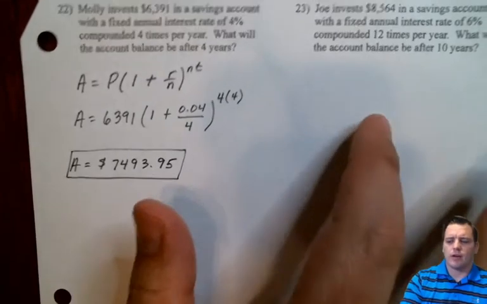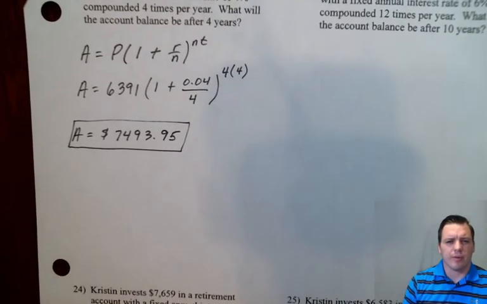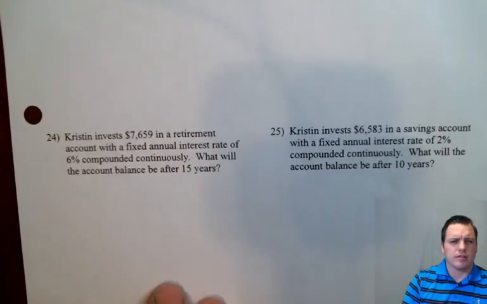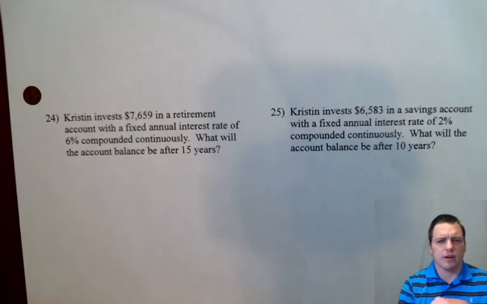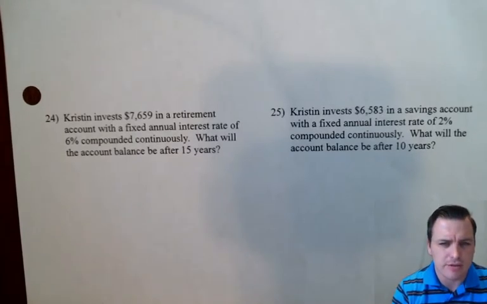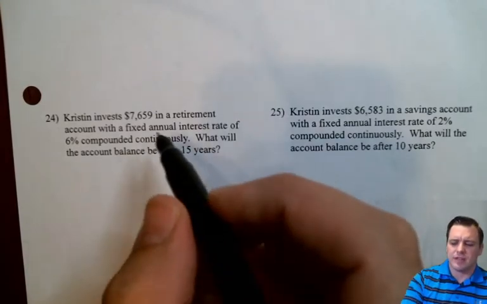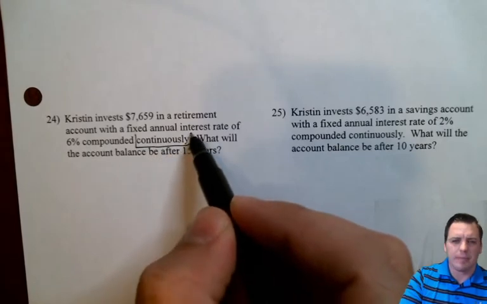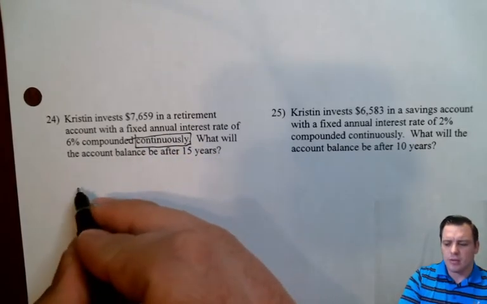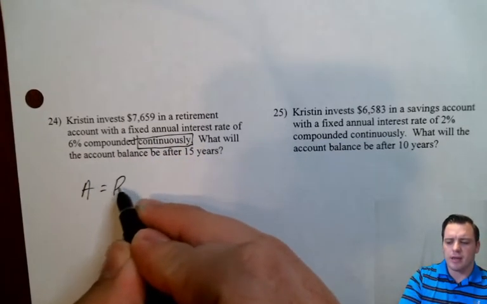Okay, I'll let you do 23 on your own, just if you want the practice. 24, Kristen invests $7,659 in a retirement account with a fixed annual interest rate of 6% compounded continuously. What will the account balance be after 15 years? Your key word there is that it's compounded continuously, which is amount equals P-E-R-T.